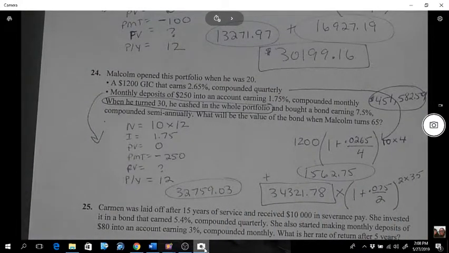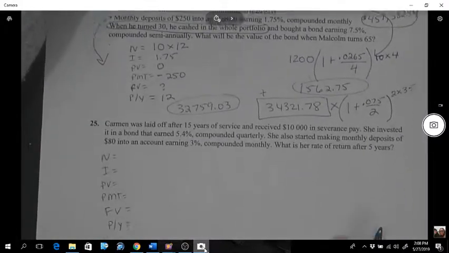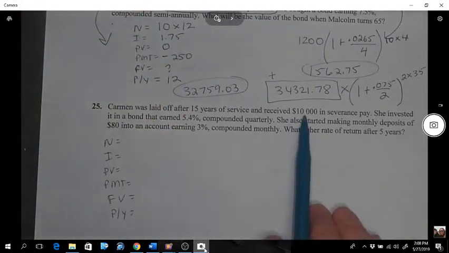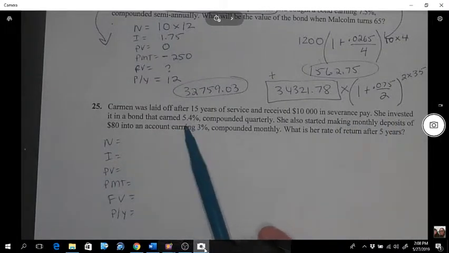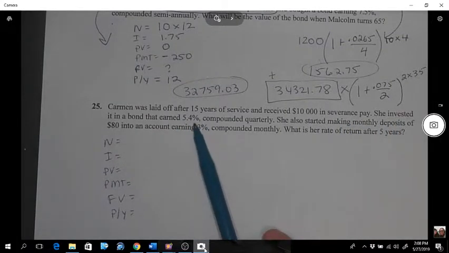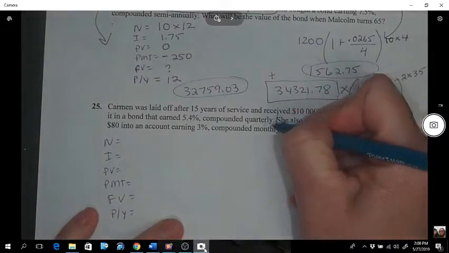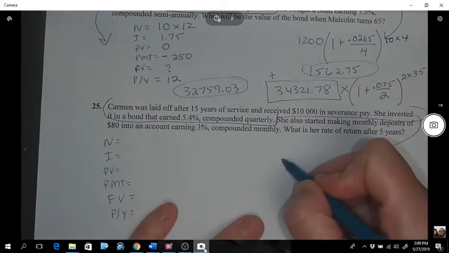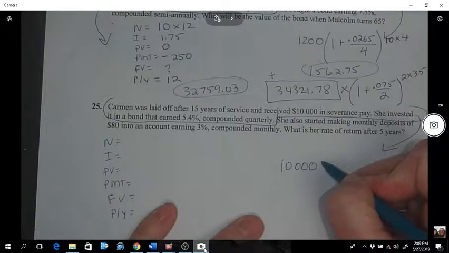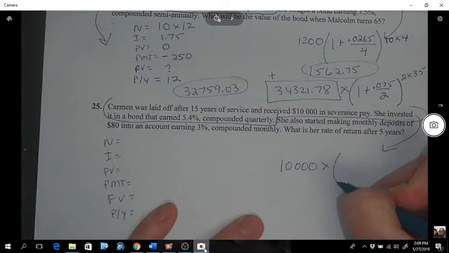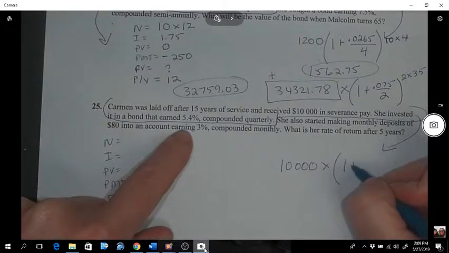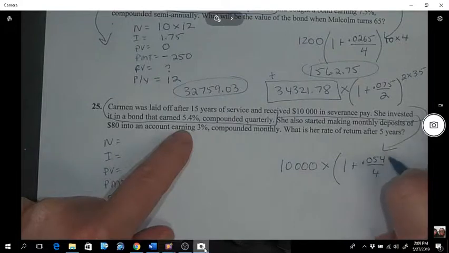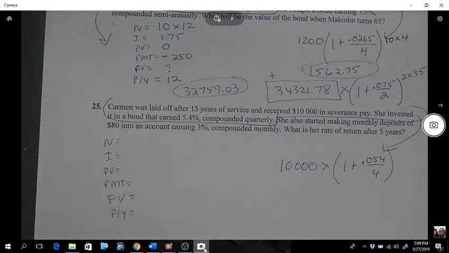Okay, last question. Carmen was laid off after 15 years. She received $10,000 in severance pay. She invested it in a bond that earned 5.4% compounded quarterly. So this first part: 10,000 times 1 plus 0.054 divided by 4. We don't know what the years are right now, so I'll leave that.